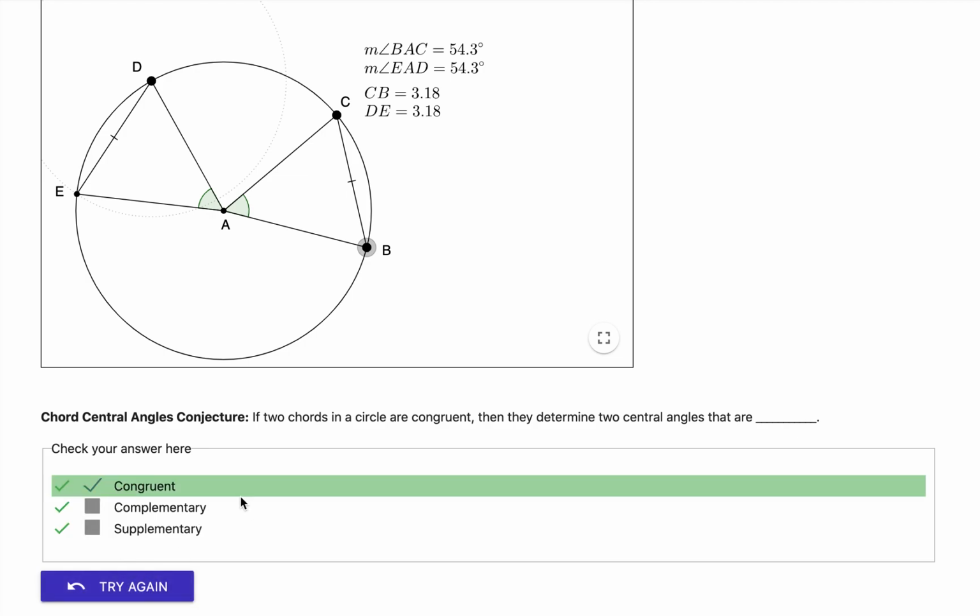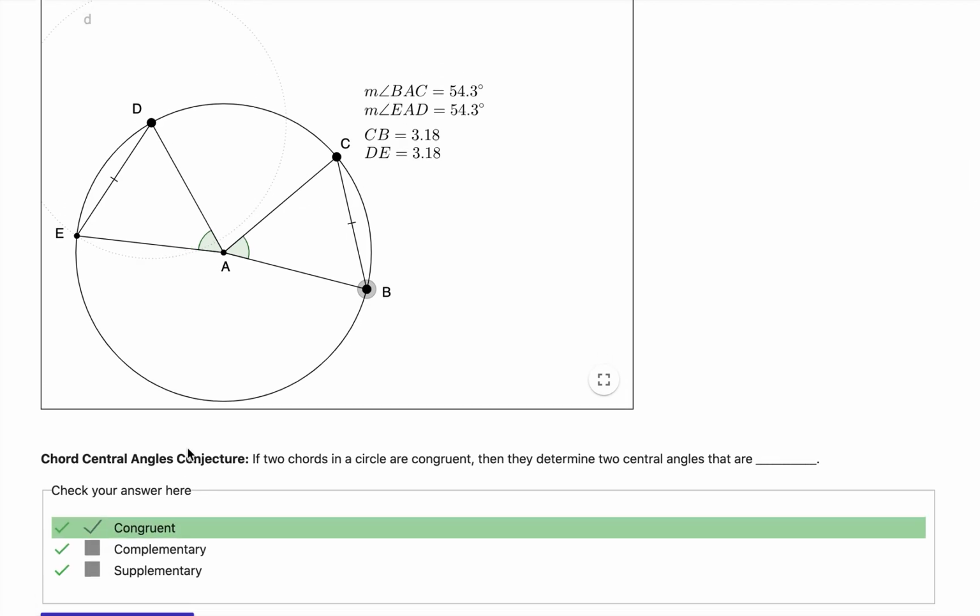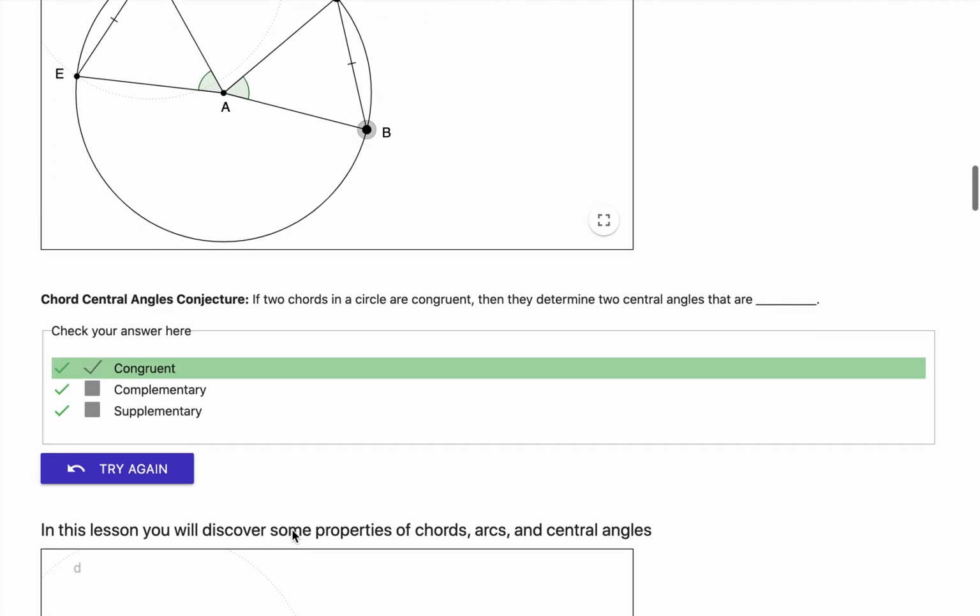So that's what we're going to write down in our conjectures with our circle notes. It's called the chord central angles conjecture, and it states if two chords in a circle are congruent, then they determine two central angles that are congruent. All right, let's move on to the next one.